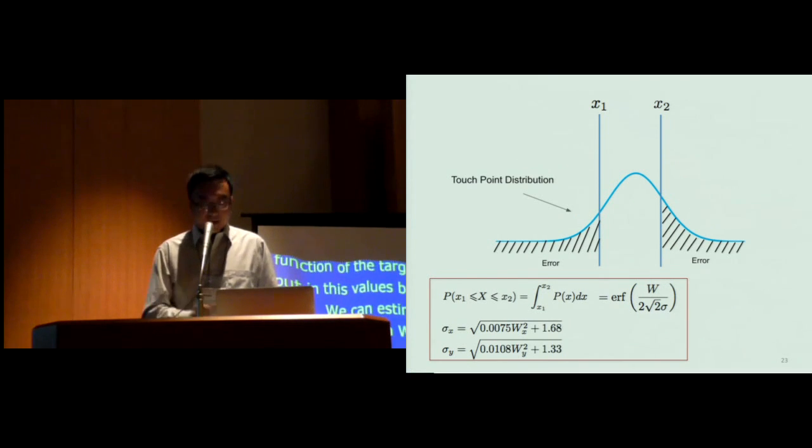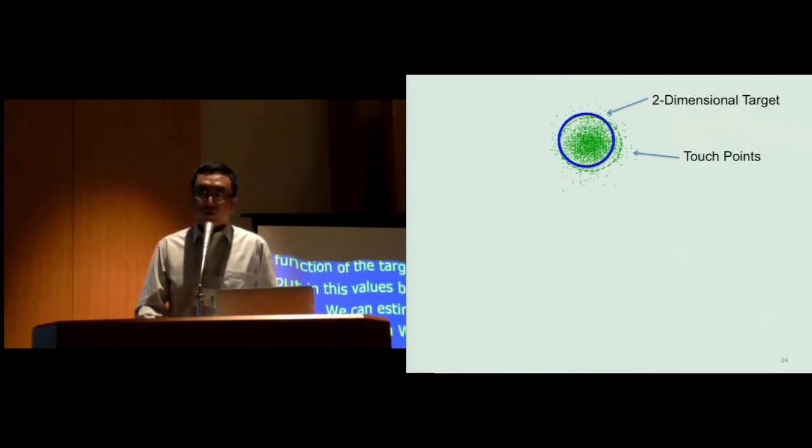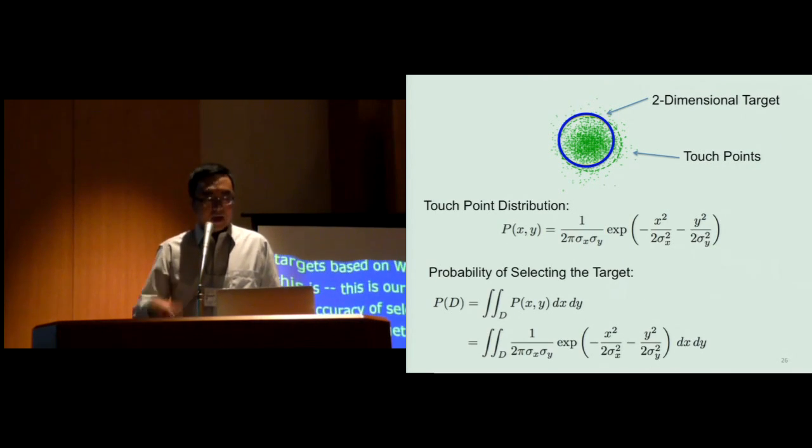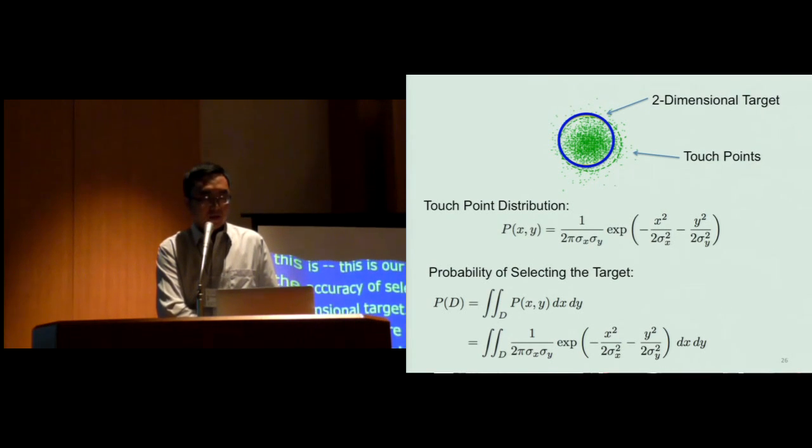And we also generalize this formula to two-dimensional tasks. For two-dimensional tasks, the Gaussian distribution for the touch points follows a bivariate Gaussian distribution. And of course, the accuracy is the integral of this probability density function over the area of a target. And we can also use the previously estimated sigma x and sigma y in the equation. So we can get the accuracy just based on the target area only.